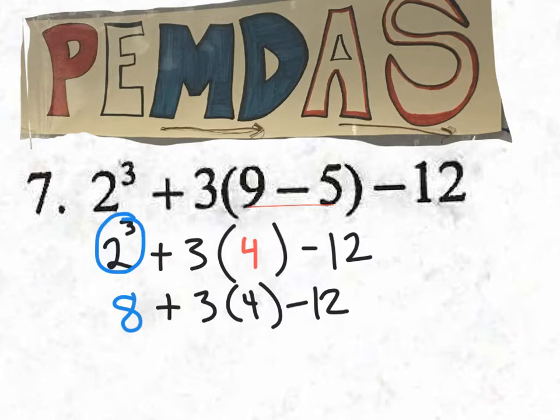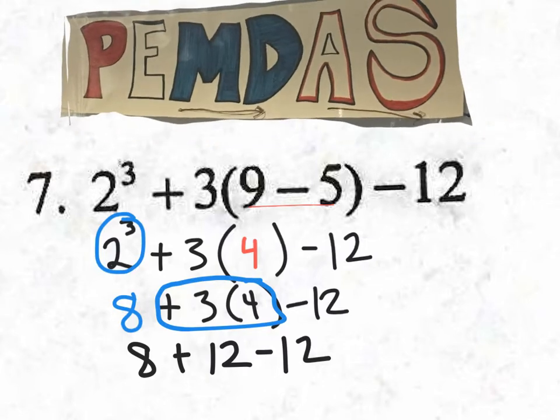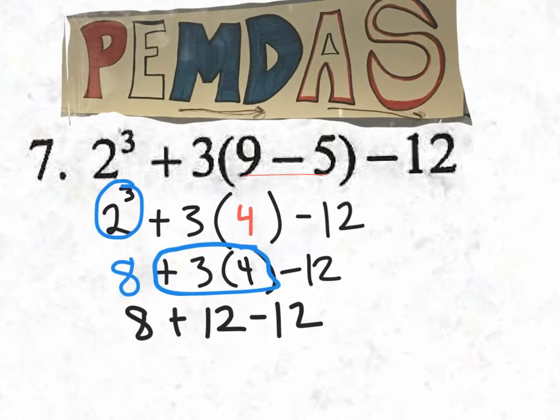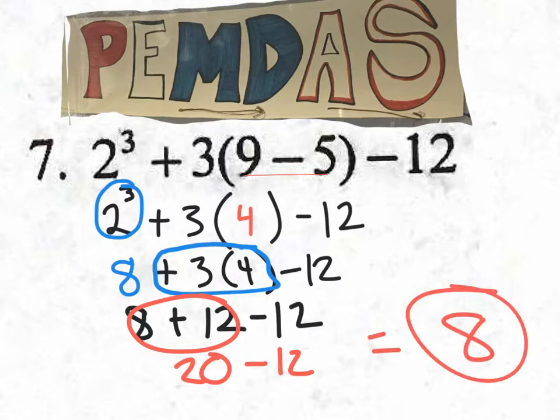Multiplication. All right, so let's circle. That's a positive 3 times a positive 4. What's 3 times 4? 12. So I really have 8 plus 12 take away 12. Okay, now we have addition and subtraction. Let's just move from left to right. So from left to right, 8 plus 12, that's 20. 20 take away 12, that is 8. So final answer is 8.